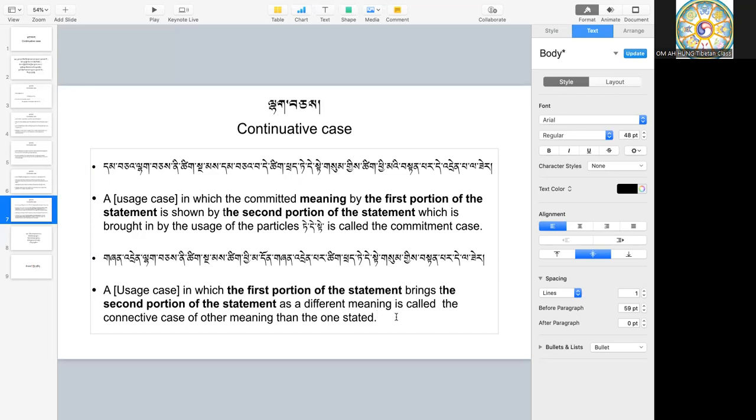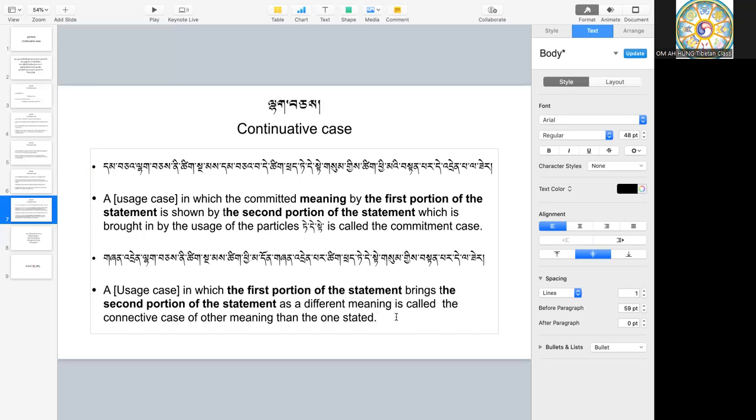After we understood that this particular type of statement, the continuative case, has 3 usage cases. The first usage case is the conjunction case. The second one is the commitment case. And the third one is the connective case of other meaning than the one stated.